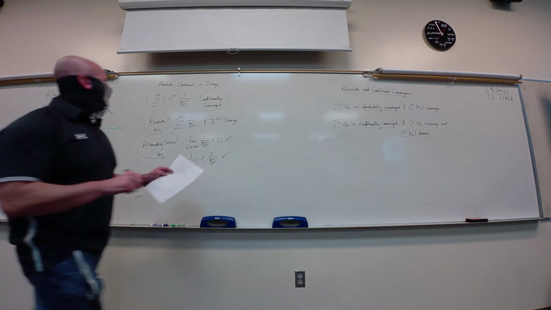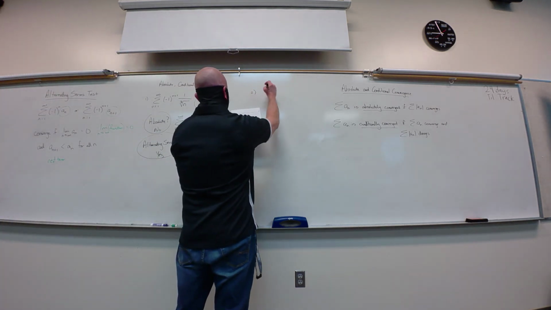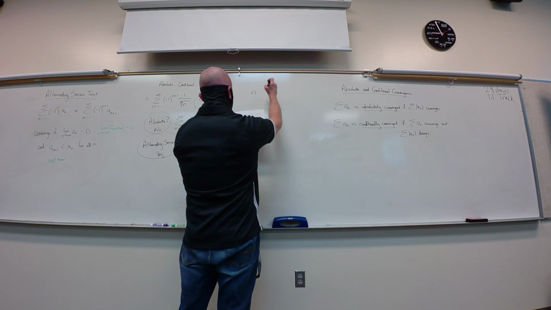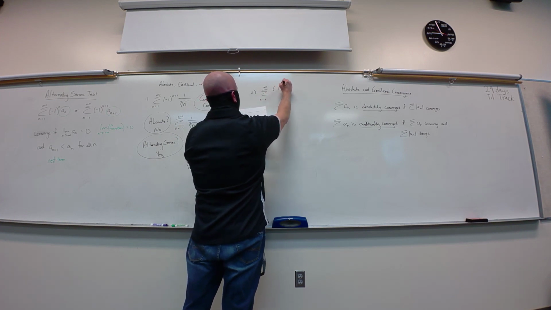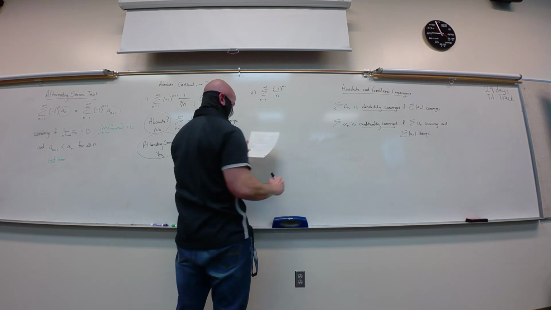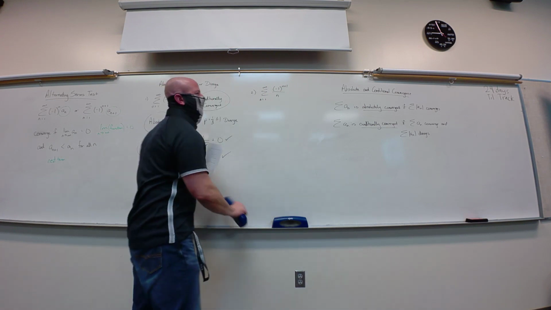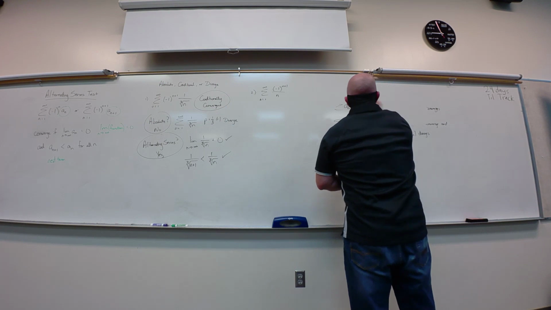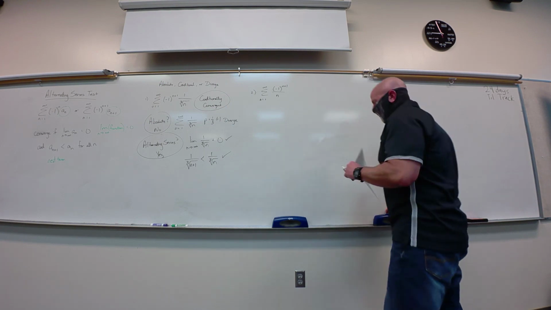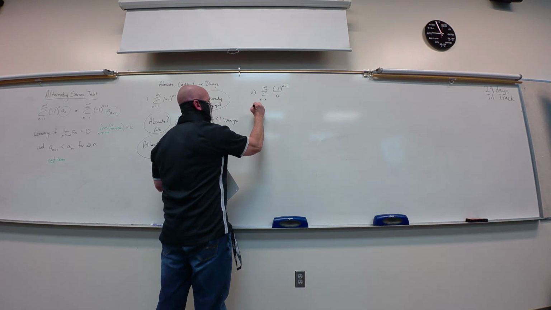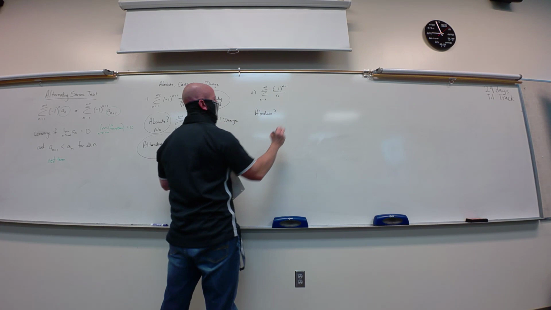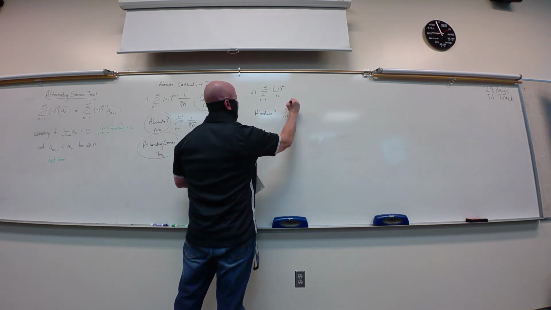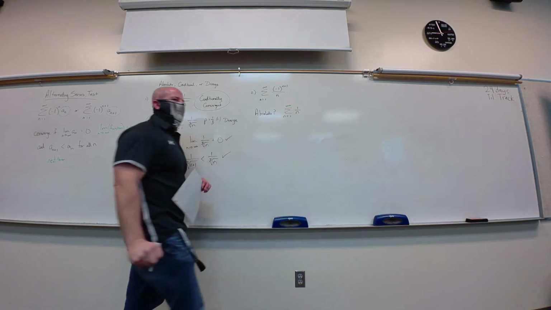Okay, let's go to the next one here. All right, there we go. The sum as n goes from 1 to infinity of (-1)^(n+1) over n. So we're going to check the absolute first. Sum as n goes from 1 to infinity, 1 over n.